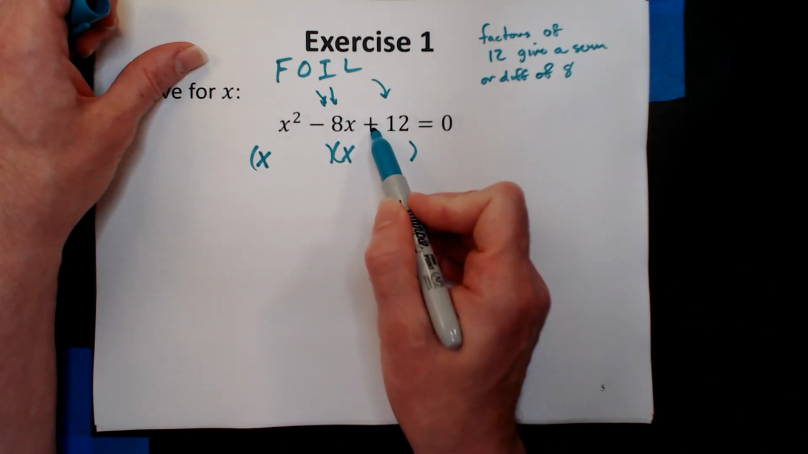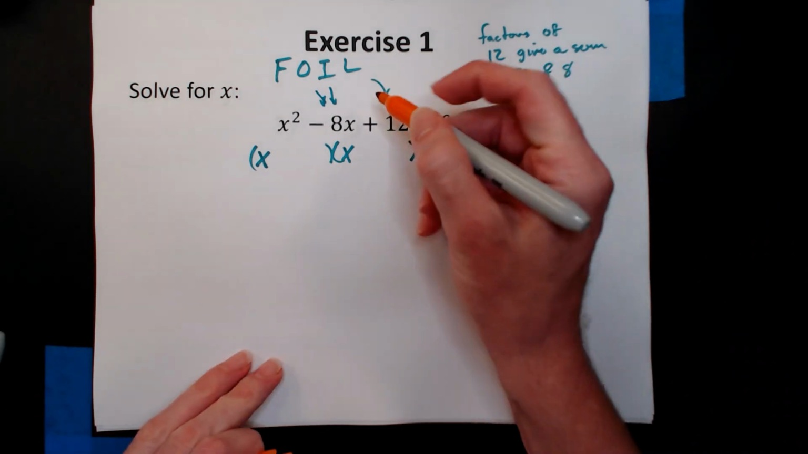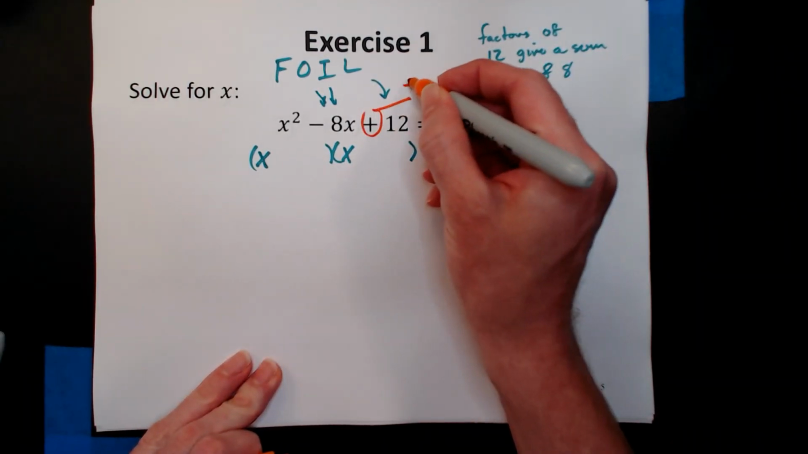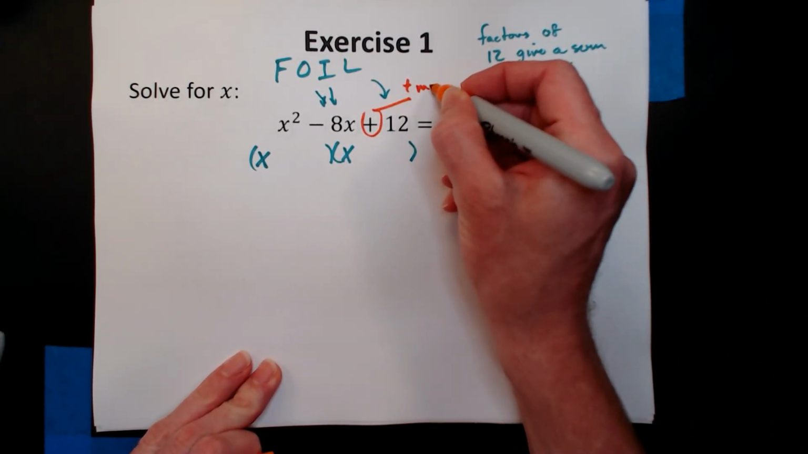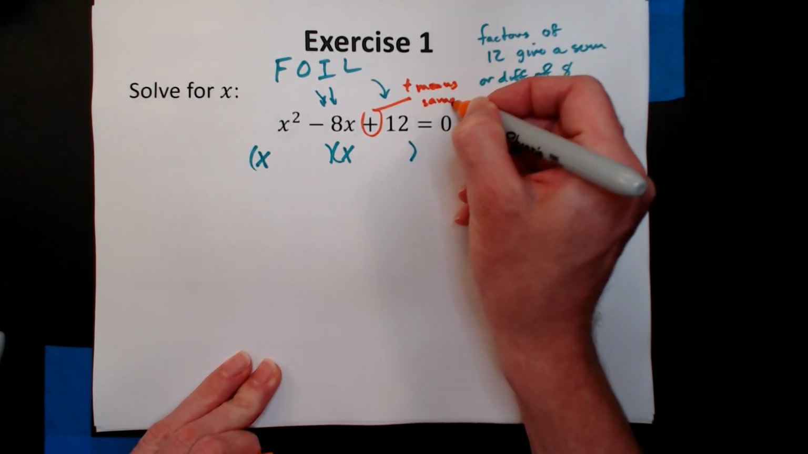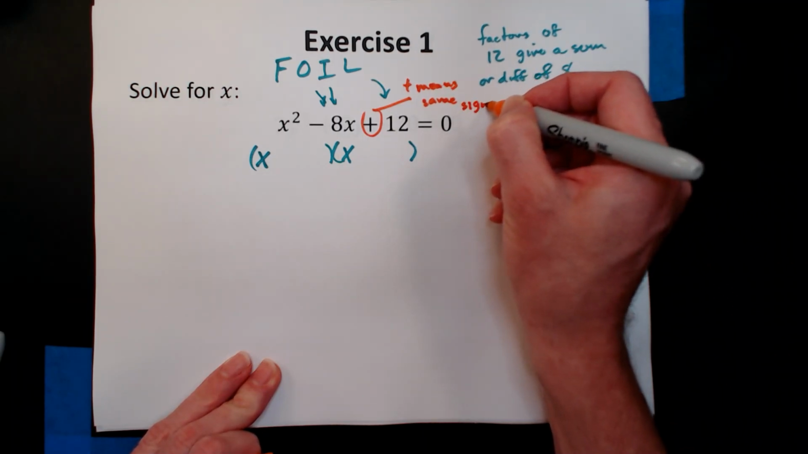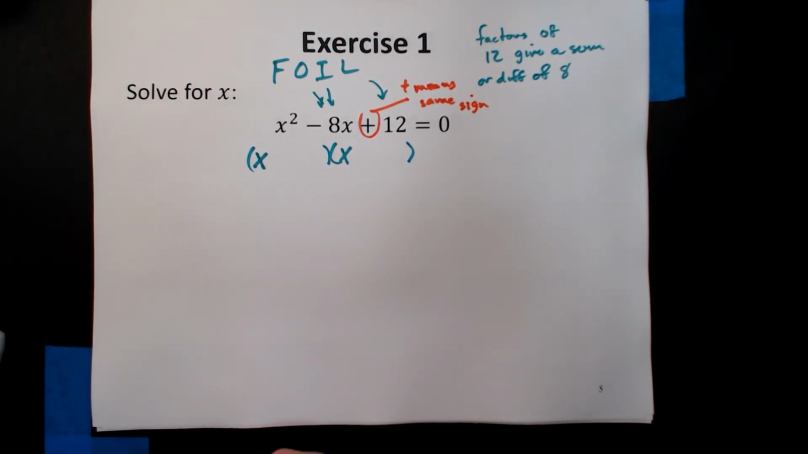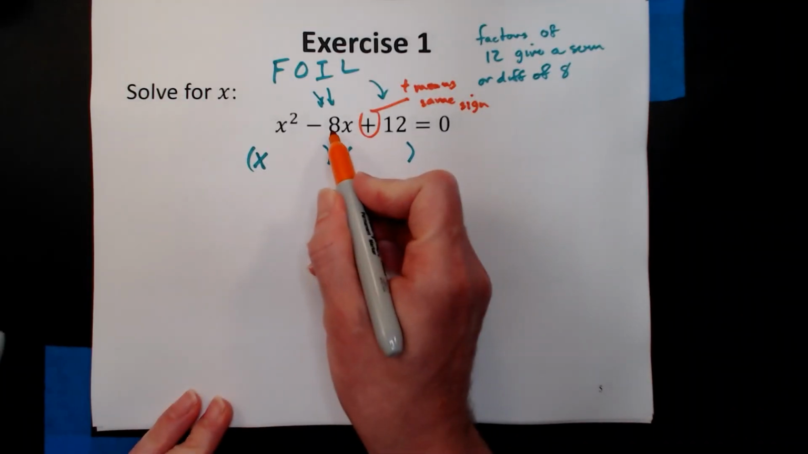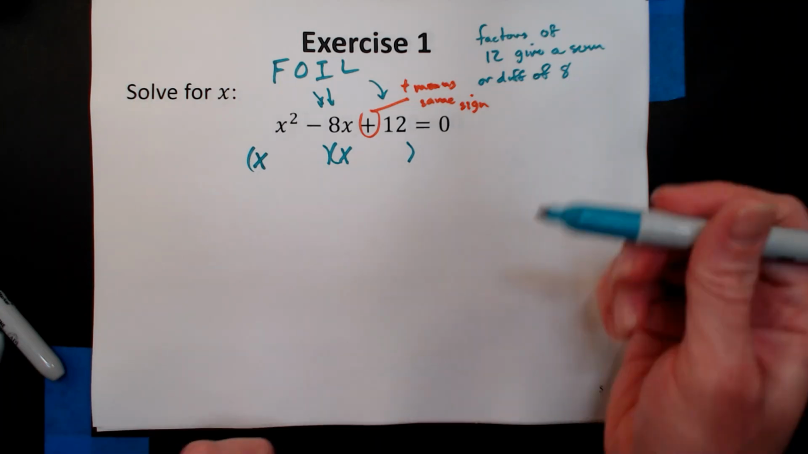Here this is positive, so this positive sign means they have the same sign. They're both going to be negative or both going to be positive. Since 8 is negative, that means they're both negative. So I'm going to look for factors of 12, so let me list all those out.